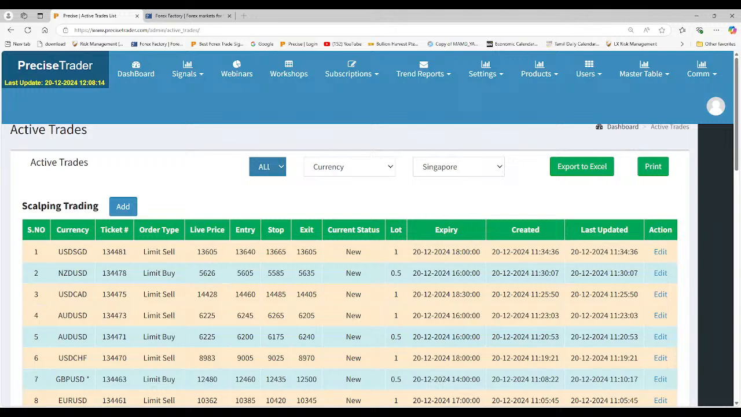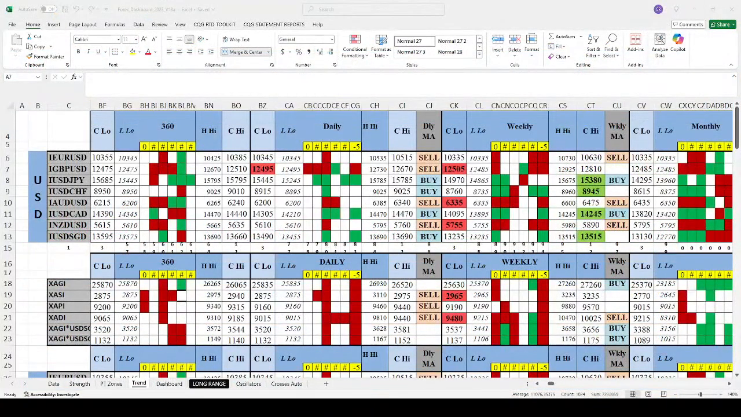Okay, let's move on to the next currency. The next currency we are looking for is the pound. The weekly trend is down. Daily is also down.